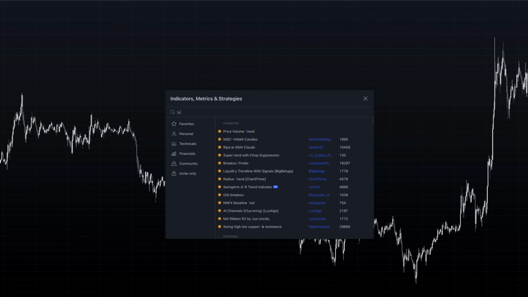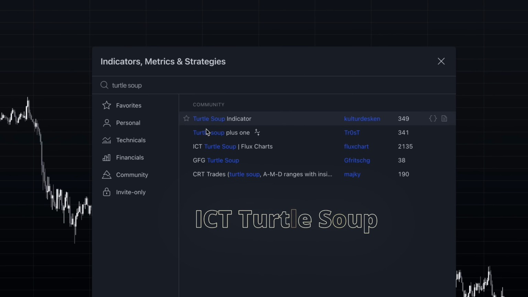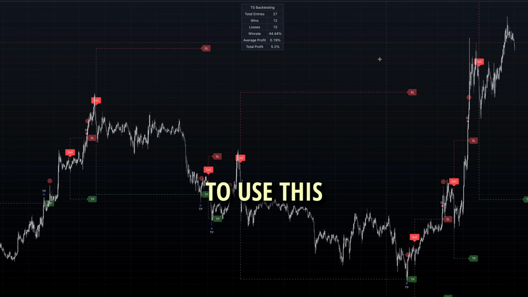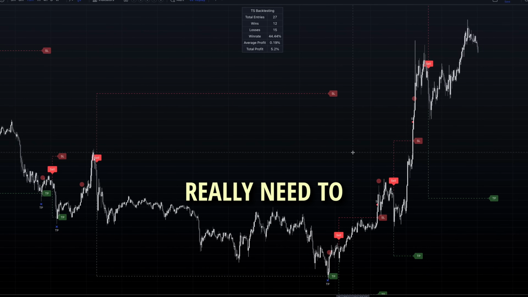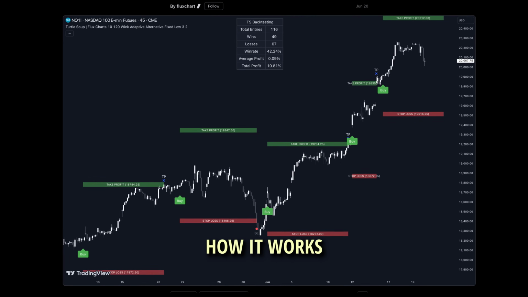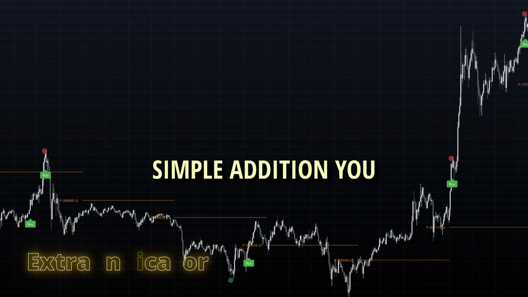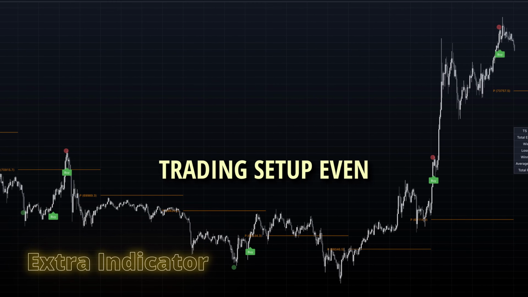There are already many versions of it, but we'll be using the ICT Turtle Soup by Flux Charts, which you can find on TradingView. To use this indicator effectively, you really need to understand the idea behind it. So let's go through its features and see how it works, and then I'll give you my best settings. I'll also show you a simple addition you can make to improve your trading setup even further.